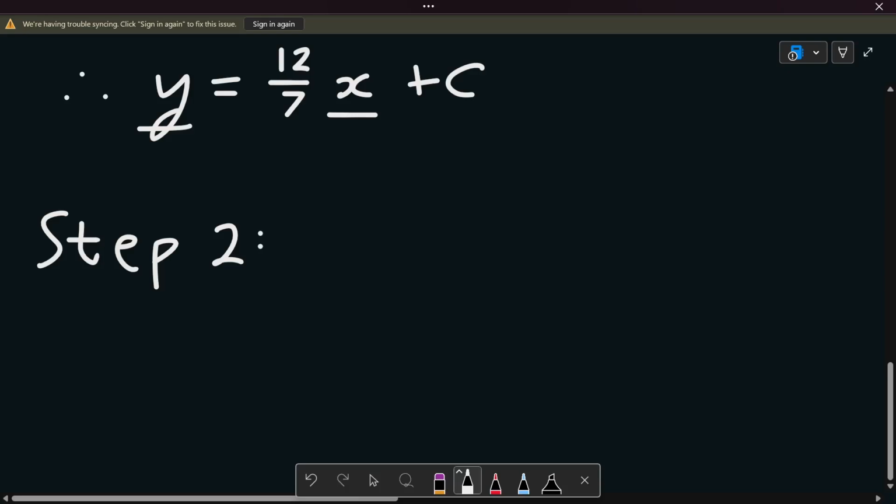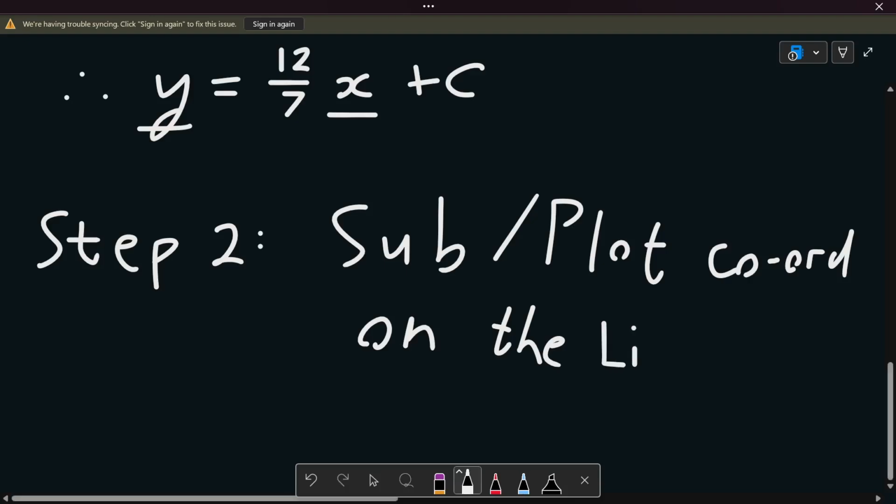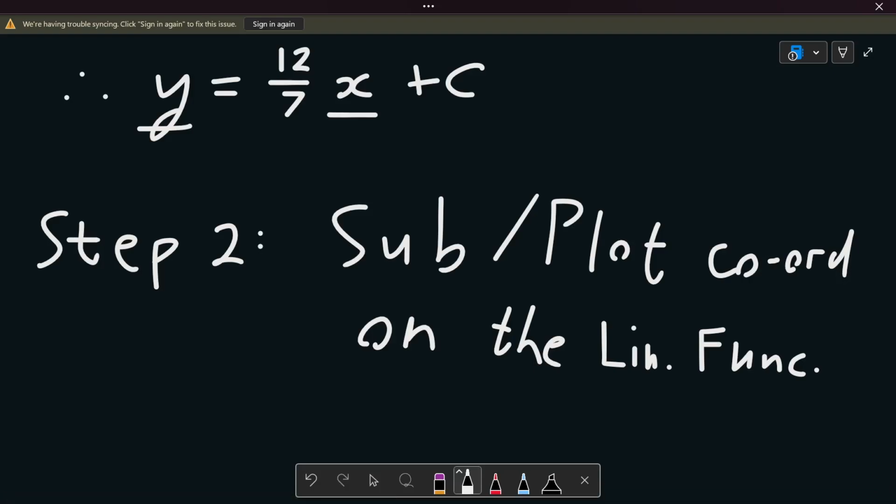Our y value was 7 from the coordinates. So I'm just going to put over here: sub, or plot, a coordinate on the, okay, not ln, but linear function. So that is what we are going to be doing. Sub, or we're going to plot a coordinate on the linear function.